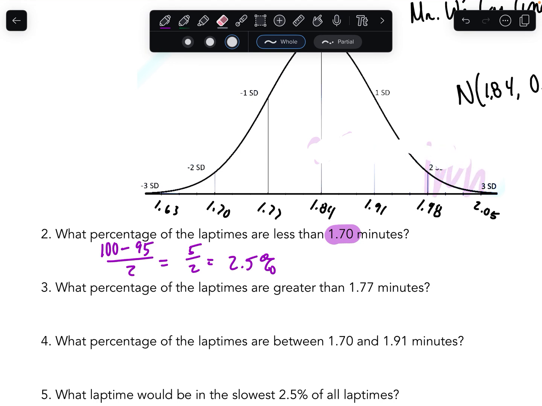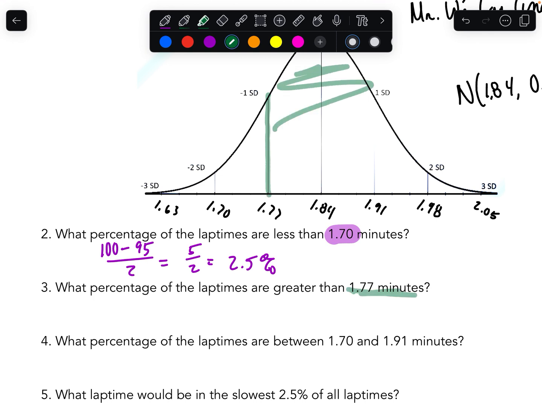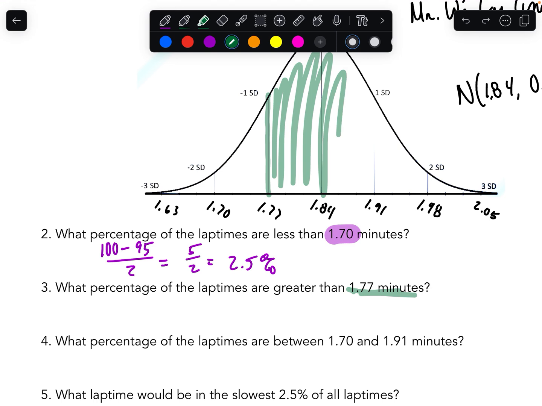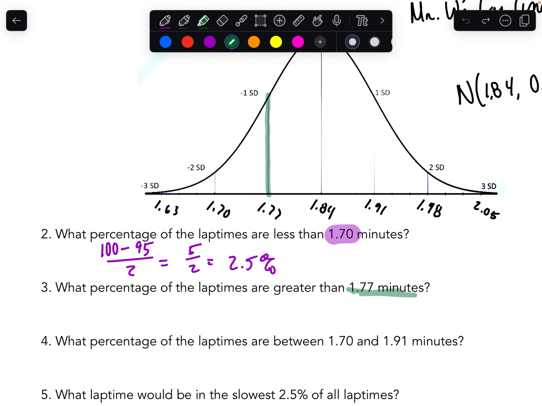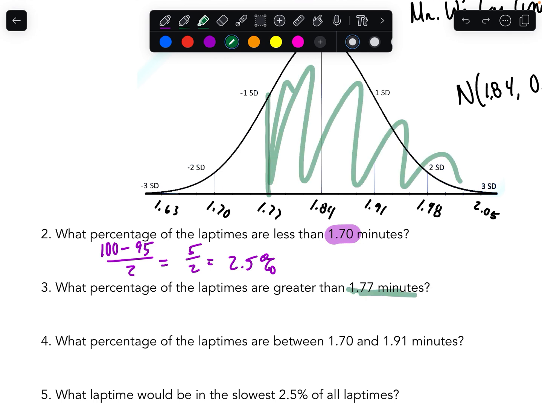Get rid of this stuff. What percentage of times are greater than 1.7 minutes? So that's here, so we're looking at all this stuff. A couple different ways we could look at this. First thing I'm seeing is that I have the one standard deviation total, and then I could add on this wing, or I could take the whole thing and then cut away this portion. It doesn't really matter how you do that. I'm usually more of a fan of the adding ones.